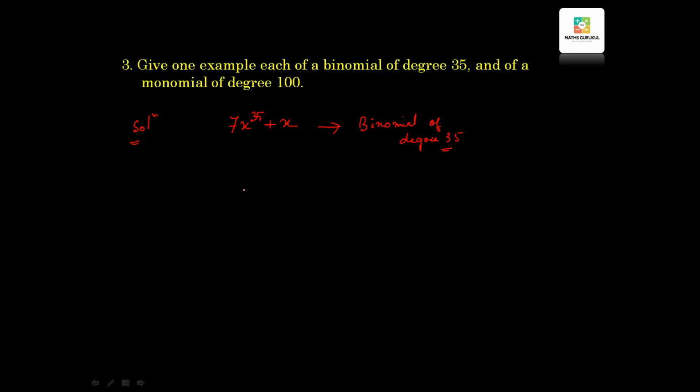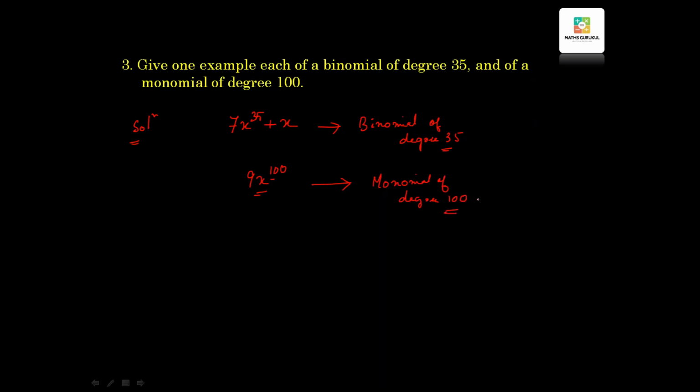Next it says that give a monomial of degree 100. You can write maybe something like 9x to the power 100. So this is a monomial because there is only one term and the highest power is how much? 100. So this is a monomial of degree 100. Okay, this is a monomial of degree 100.